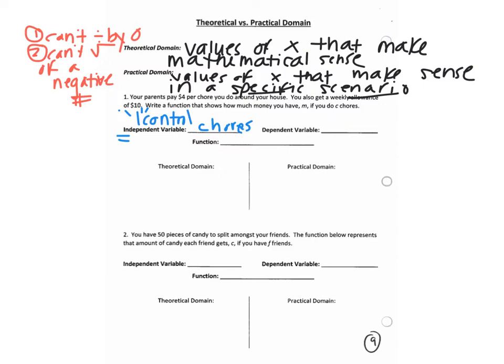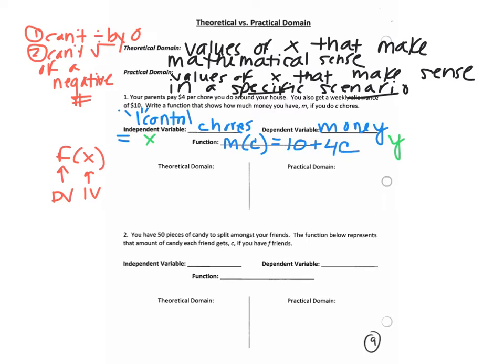And just a reminder, you may remember this from science, but the independent variable is the x value. And then the dependent depends on the independent. So how much money you earn is going to depend on how many chores you do. And then this is always the y variable. So when we go to write our function, we always write it as a function of the independent, meaning we're going to write m of c. So normally when we write f of x, f is the dependent variable and x is the independent variable. So the function is m of c equals, you start with $10 no matter what, and you gain $4 for every chore. So 10 plus 4c.